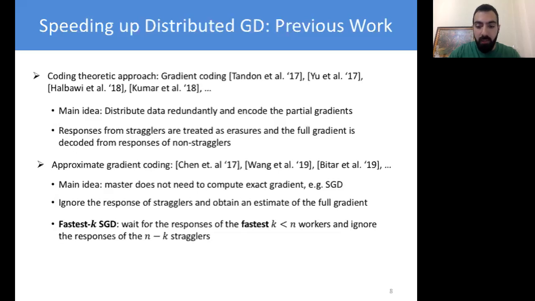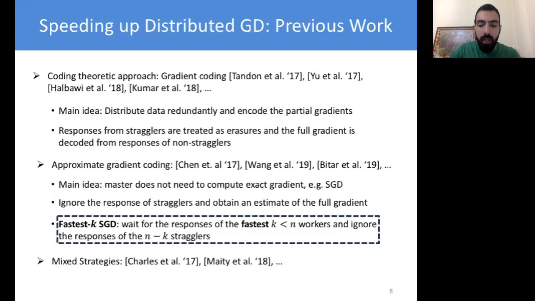This is in fact equivalent to batch SGD if the response times of the workers are random, IID, and independent across iterations. Through this equivalence, it can be shown that fastest k SGD can converge to the optimal solution. Some works also considered mixed strategies which combine both coding theoretic approaches and approximate gradient computation. In our work, we focused on speeding up fastest k SGD as a building block to the general problem of speeding up distributed machine learning.